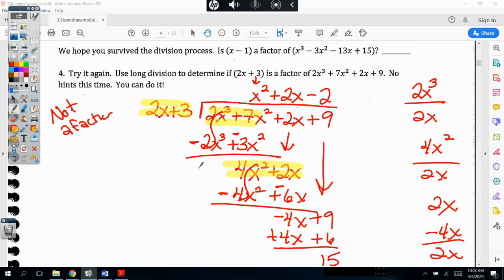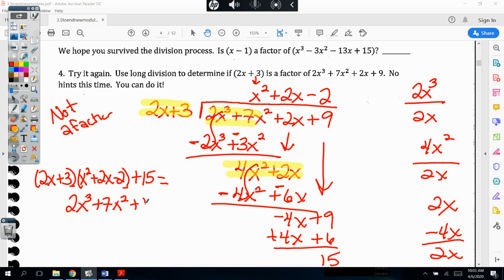So the way we can write this is you can write 2x plus 3 times x squared plus 2x minus 2. That does not give you this, but if you add in that remainder after you multiply, then it will give you 2x cubed plus 7x squared plus 2x plus 9.